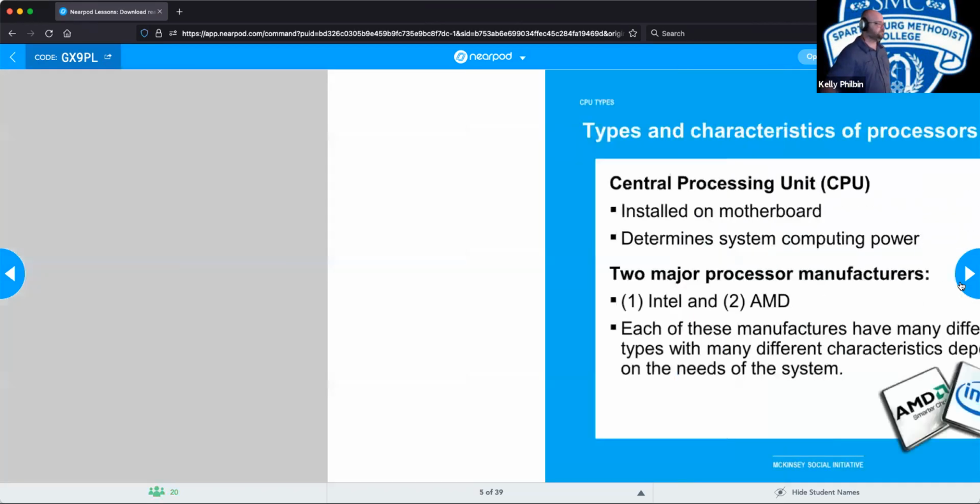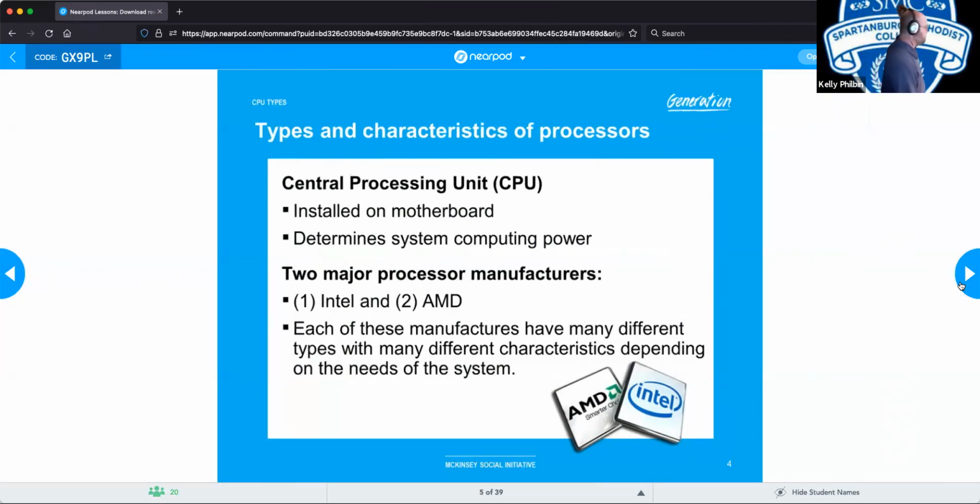So, first, the types and characteristics of central processing units. As we have seen in previous ones, they are installed directly onto the motherboard to provide computing power and processing power for the motherboard themselves. There are 2 major brands that we have discussed in prior technical sessions. You have Intel and AMD. Each of these manufacturers operate with different types of chips and characteristics, and some of them are physical, some of them are in the internal architecture themselves.